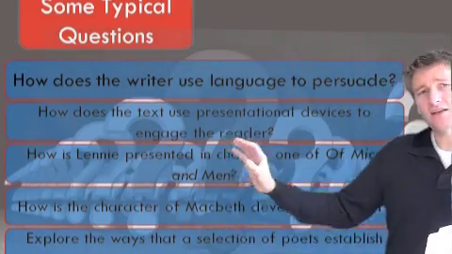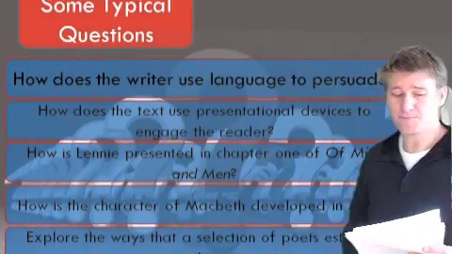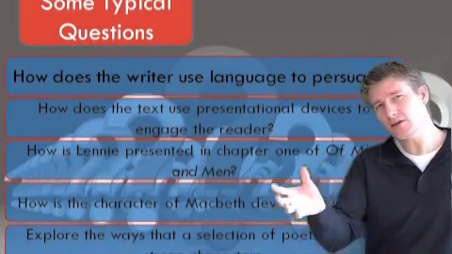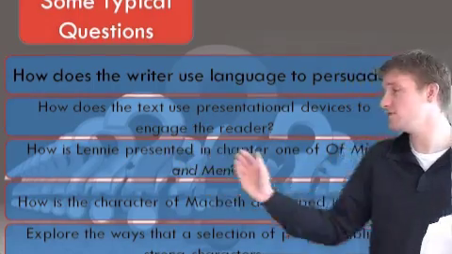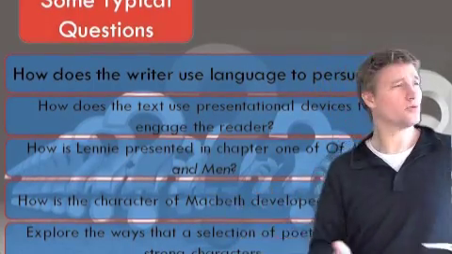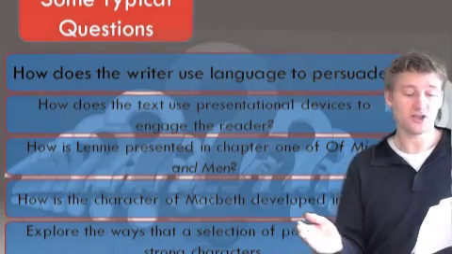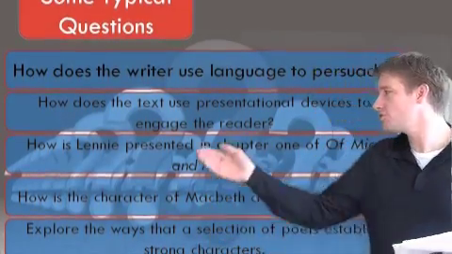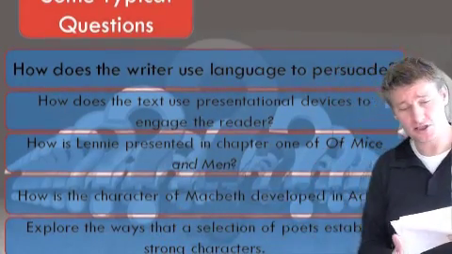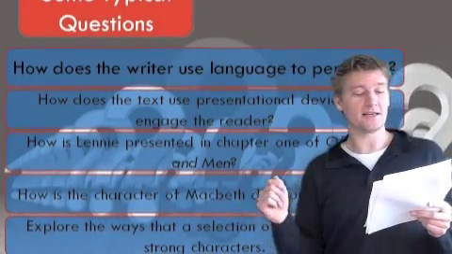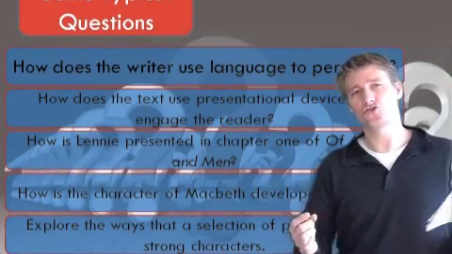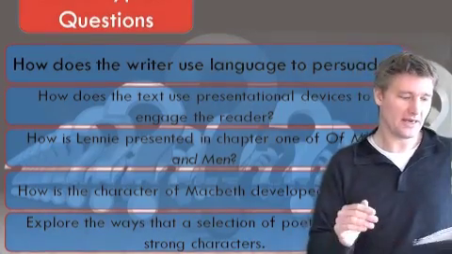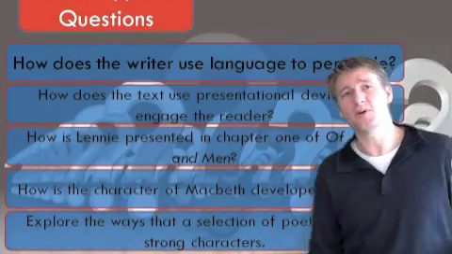In the literature side of things, how is Lenny presented in chapter 1 of Mice and Men? You'd be looking for opportunities to use PEE there, particularly if it's controlled assessment and you've only got an hour or 2 hours or whatever time you've got to do that question. How is the character of Macbeth developed in Act 1? So you can also use it for plays, you could also use it for poetry. Explore the ways that a selection of poets establish strong characters. All of these types of questions would be suitable for PEE. Now be careful, you don't always have to use PEE.